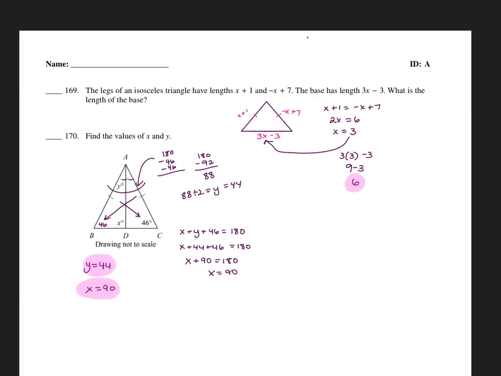169 is talking about the isosceles triangle. The legs are the ones that are congruent. So if you set those equal to each other, x is 3. And then it says what's the length of the base, so you plug it back in.